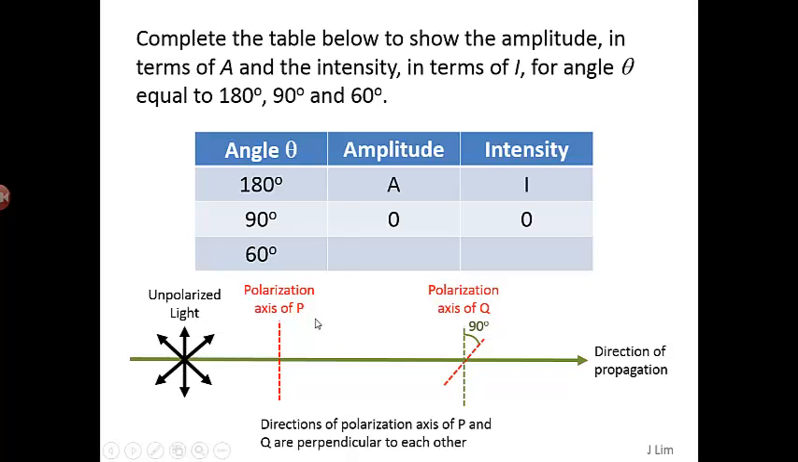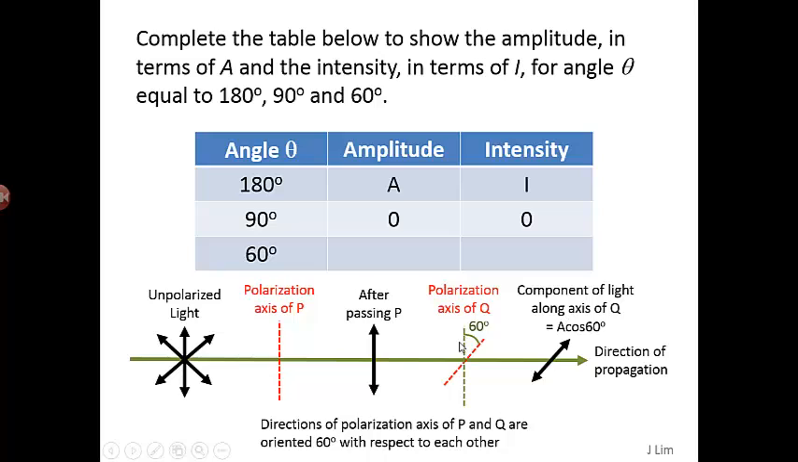For 90 degrees, the polarization axes of P and Q are perpendicular to each other. After passing through P, the light will have its axis of oscillation parallel to the axis of polarization of P. The light has a zero component along the axis of Q, therefore no light will appear after passing through Q. When the angle is 60 degrees, the light after passing through P will be parallel to P.